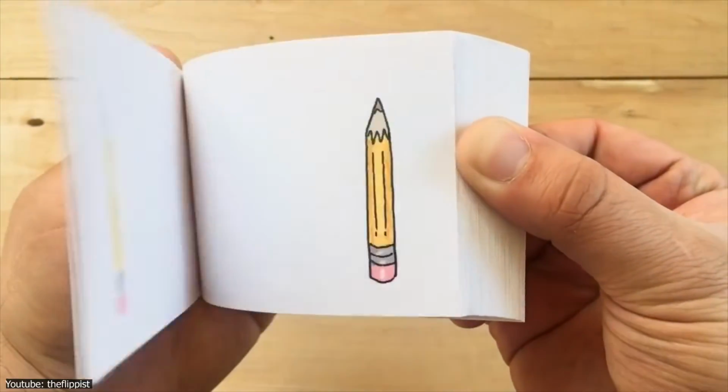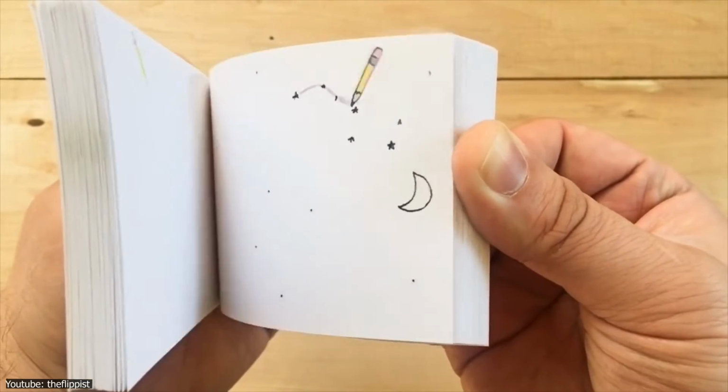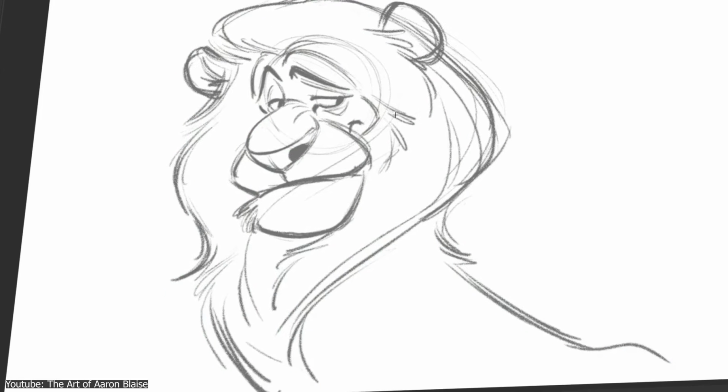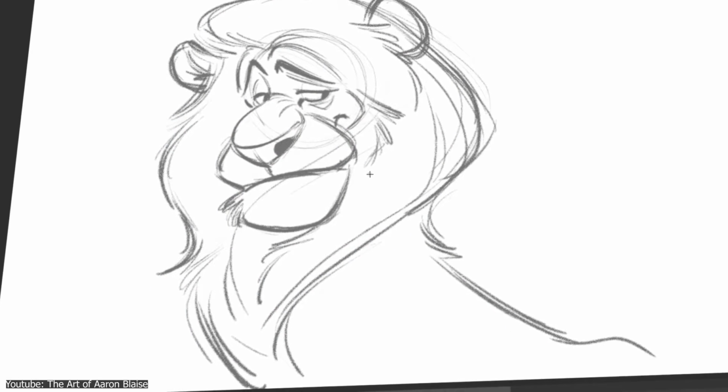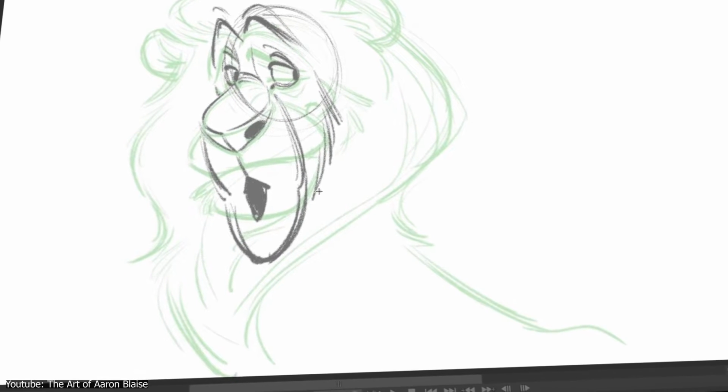You have a small notebook and you draw a series of consecutive actions on it so that when you flip it, it would look like the action is taking place. Frame-by-frame animation was used in legacy Disney animated movies, and this technique is largely the reason why those animations are so flowy and dreamy.